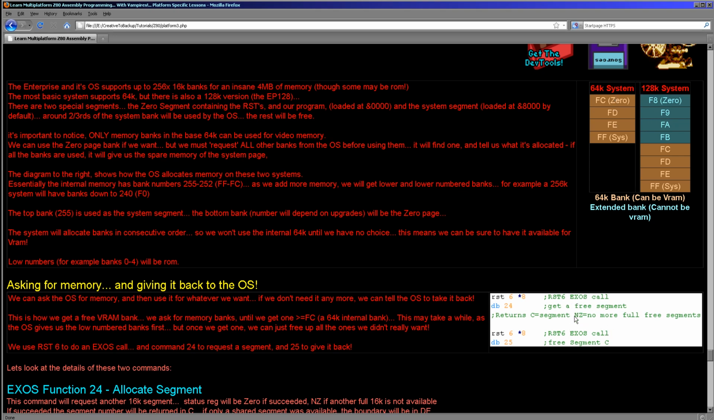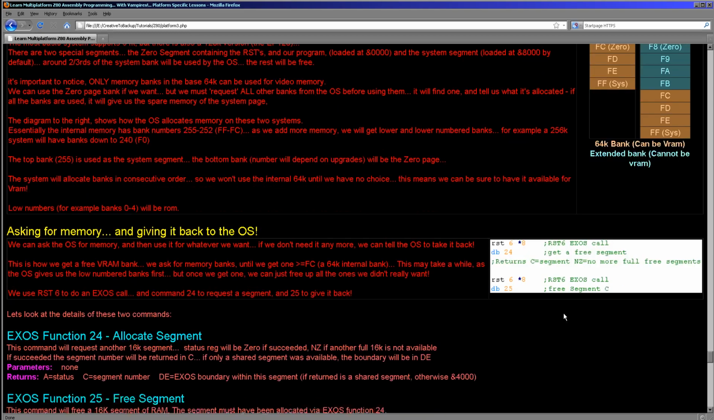If it fails, it will return non-zero. If we've used the segment and we no longer need it, we can free it with command 5. So again, RST6 followed by a byte of 25. And this will free the segment in the C register. So it's very simple to give memory and to take memory from the system.